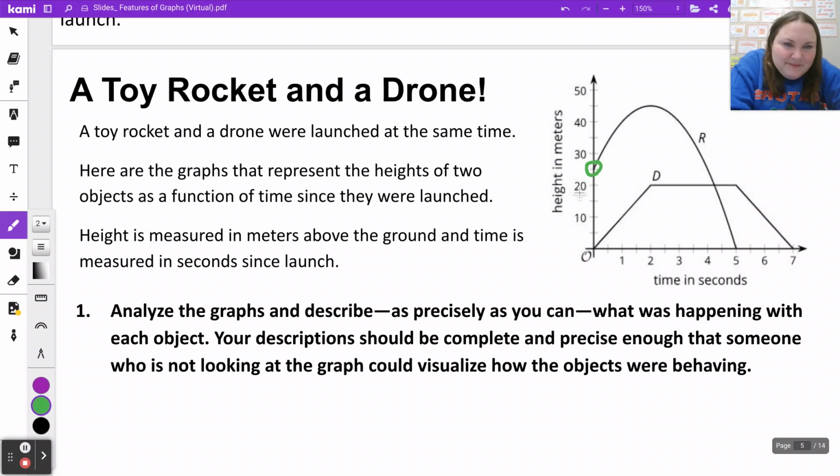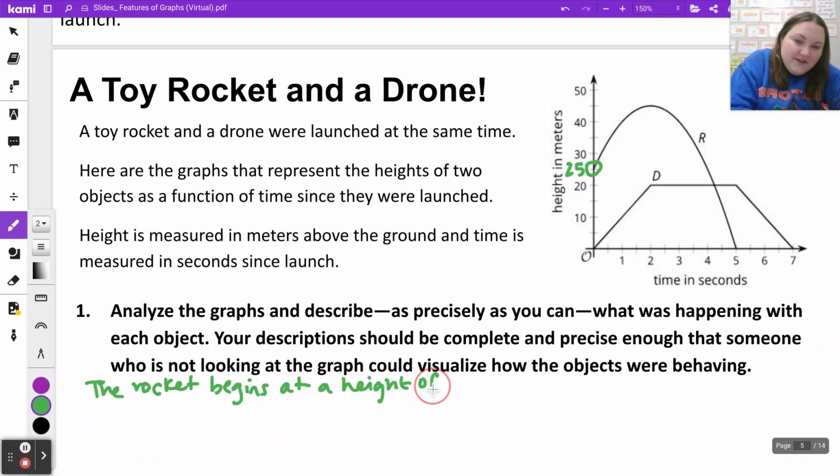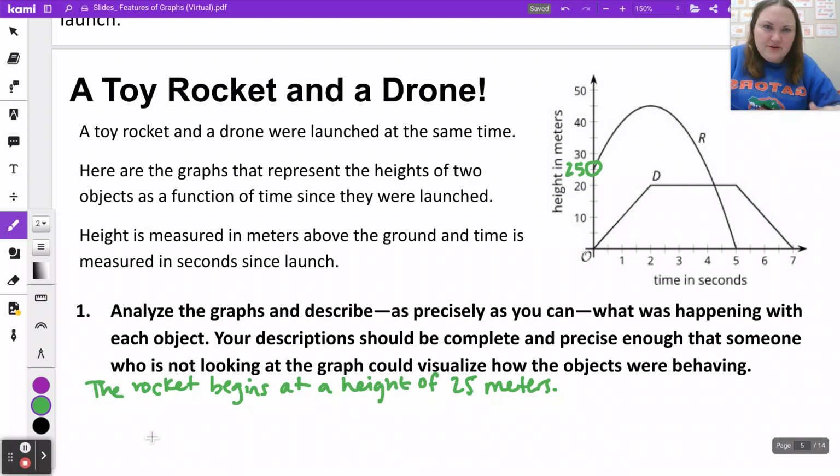So starting right there, it's in between 20 and 30. So that's going to be the number 25. And I can start by saying the rocket begins at a height of 25. What are we measuring with? 25 meters. So that must mean the rocket isn't on the ground, right? It's on some raised platform. Maybe someone's shooting it from something high up, like maybe the roof of a building or something. But it's definitely starting not on the ground. So we've got it starting here.